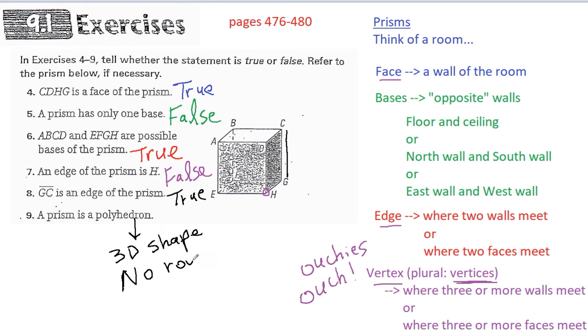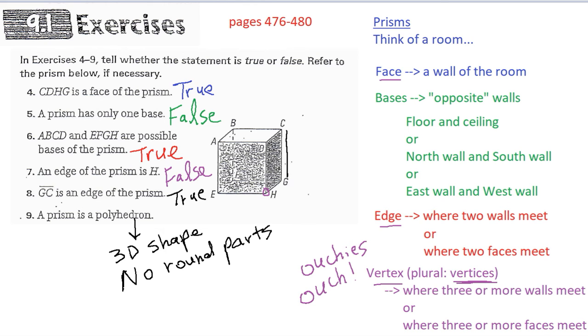I'm just going to say no round parts. Now there's more to this. We have to be careful. We don't want to oversimplify, but it's a simple definition to say a polyhedron is a three-dimensional or 3D shape that has no round parts.